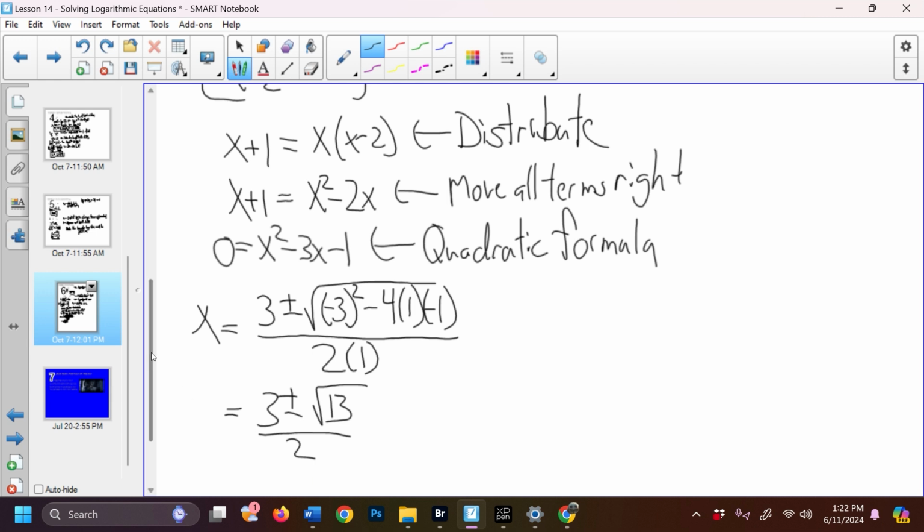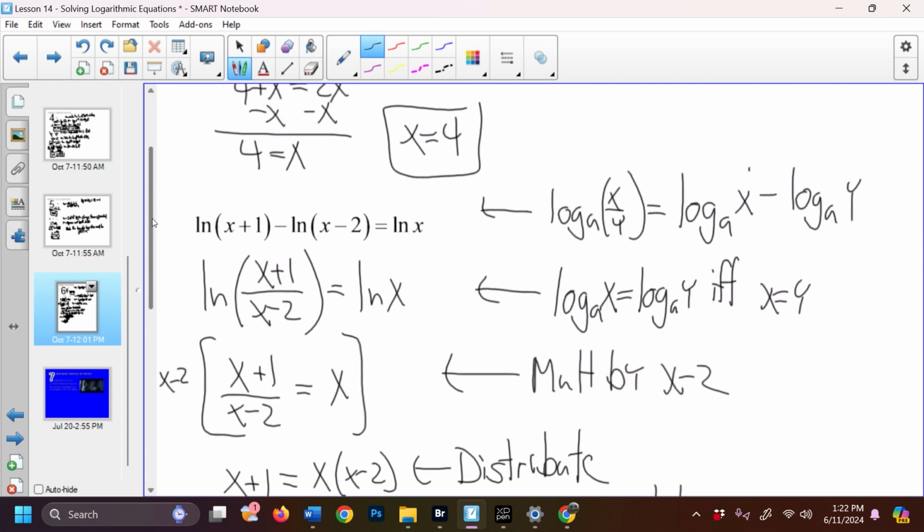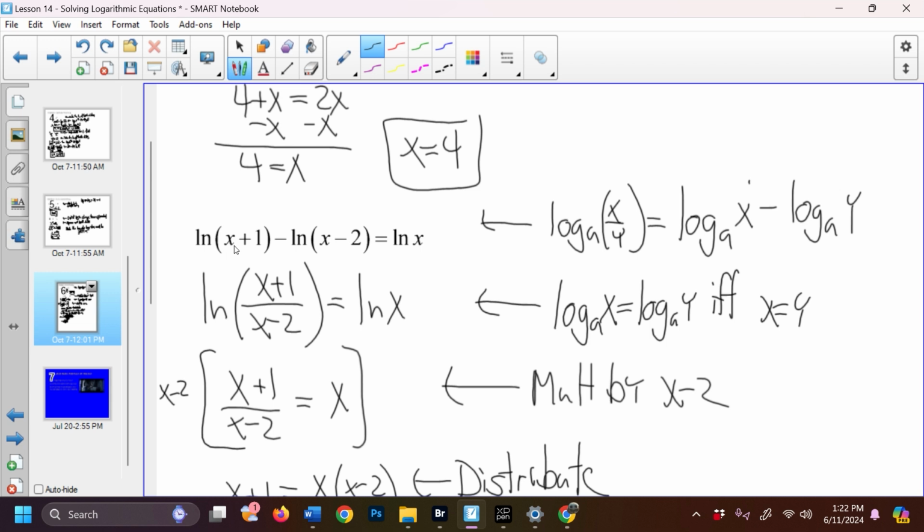That being said, let's go back up here to the original. This original has an x plus 1, x minus 2, and an x. Now, you are not allowed to put a negative number into a logarithm. I can put up to negative 1 into this logarithm. I can put up to 0 in this logarithm. And then the smallest that I can put into this logarithm is positive 2.